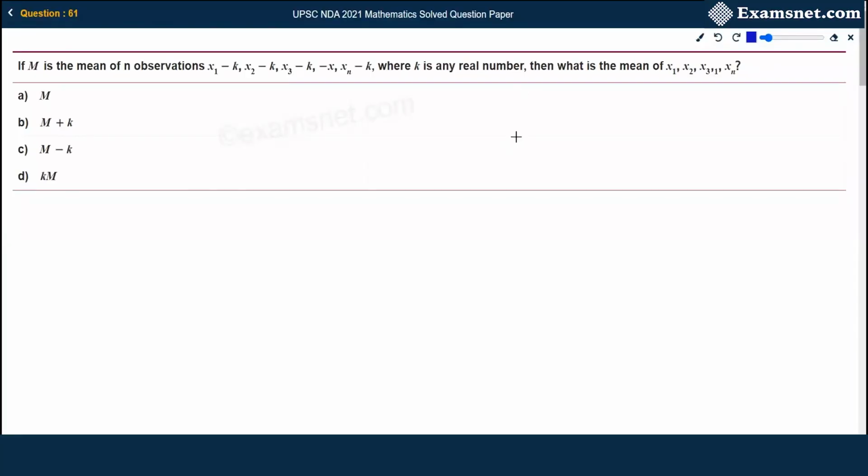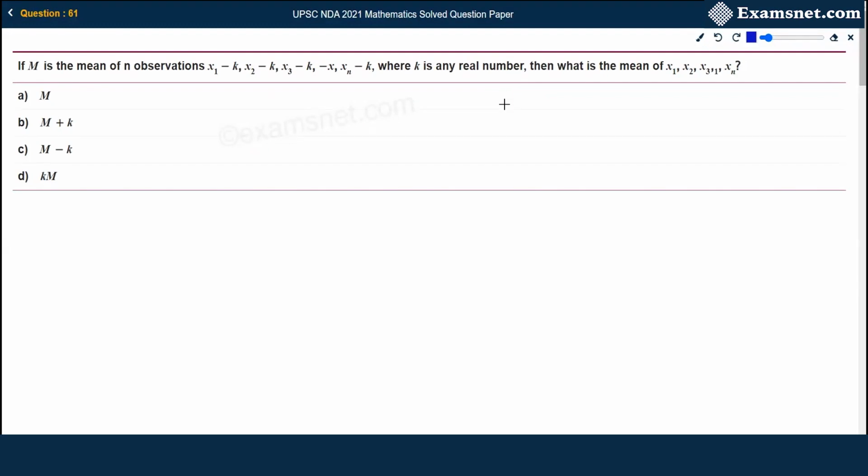In question number 61, it is given that if M is the mean of n observations, these observations are given in the form of x1 minus k, x2 minus k, x3 minus k, up to xn minus k, where k is any real number, then what is the mean of x1, x2, x3, up to xn?